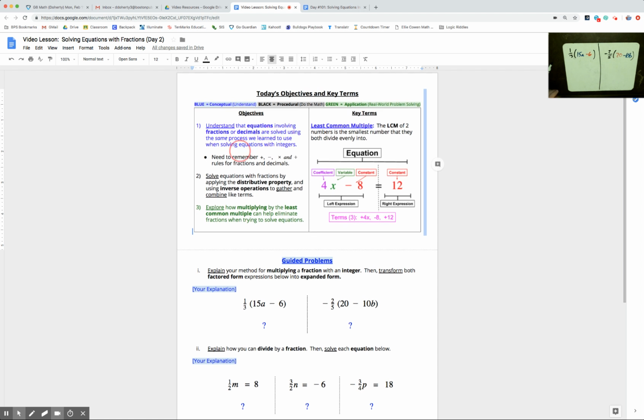The big thing is we'll just have to remember how to work with addition, subtraction, multiplication, and division when we have fractions instead of whole numbers.